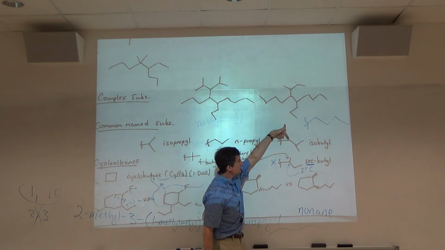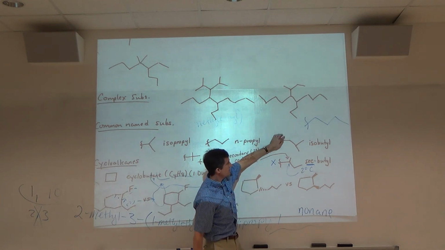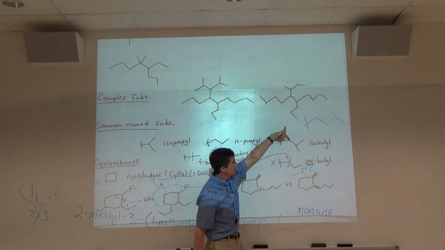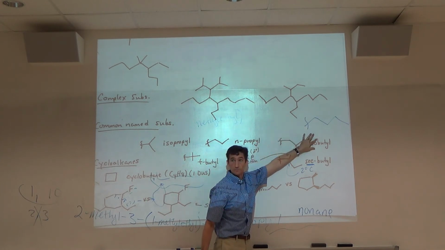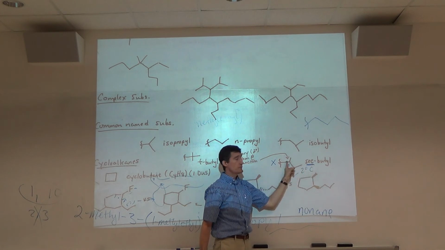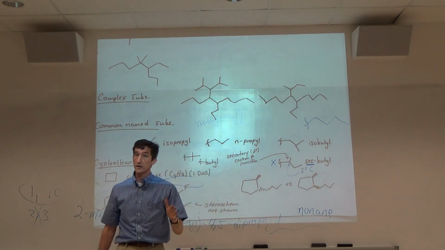Okay. Up here, your first carbon, that's not carbon there. How many carbons is it bonded to? Only 1. So that's actually a primary carbon. Okay. Your sec-butyl group, the first carbon is a secondary carbon. That's why it's called sec-butyl.